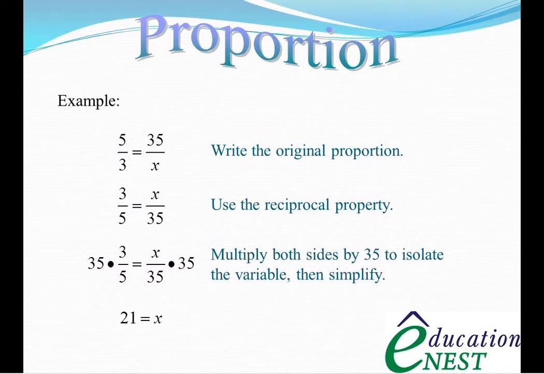Let's take this example. As per the example, the original proportion is 5 upon 3 is equal to 35 upon x. If we use the reciprocal property as we understood in the previous slide, it gives us an equal ratio between 3 upon 5, which is equal to x upon 35. In order to solve the problem and get the value of x, let's multiply both the sides by 35 to isolate the variable and then simplify. By simplifying, we get the value of x is equal to 21.